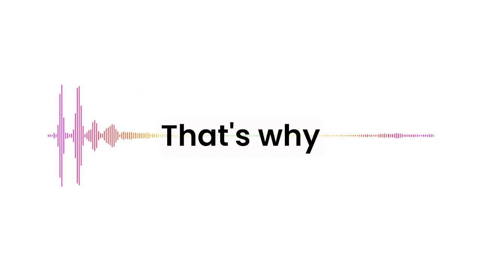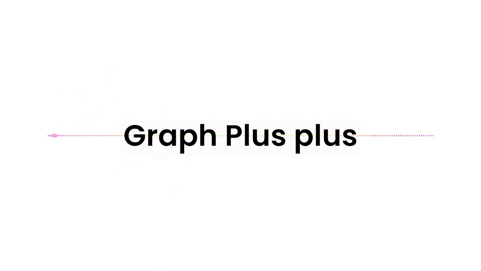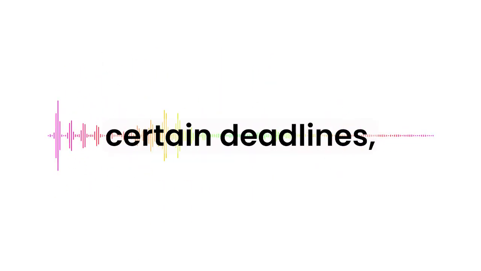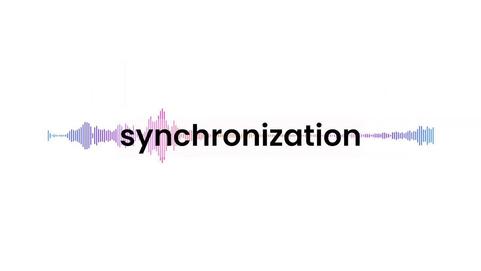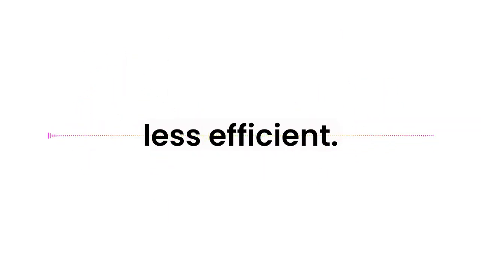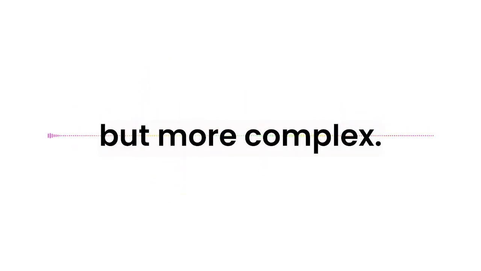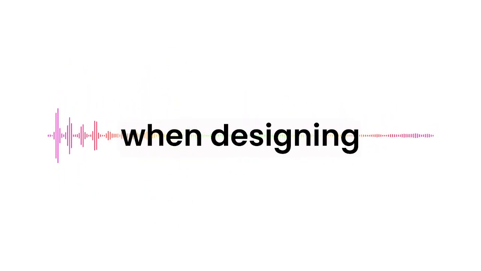before moving on. That's why newer systems like GraphX and Giraph++ let nodes move at their own pace, as long as they still meet certain deadlines. So it's a trade-off then. Yeah. Strict synchronization is simpler but maybe less efficient, while asynchronous approaches can be faster but more complex. Exactly. Finding that right balance is key when designing these systems.